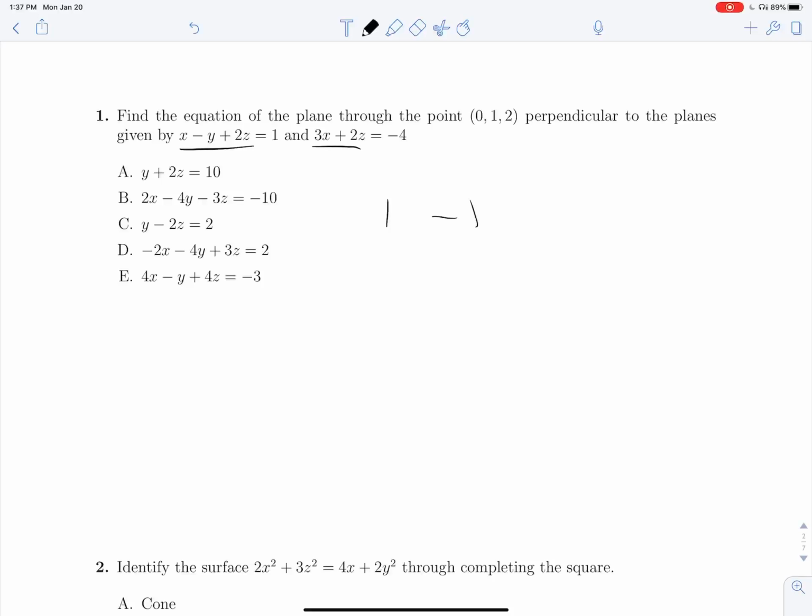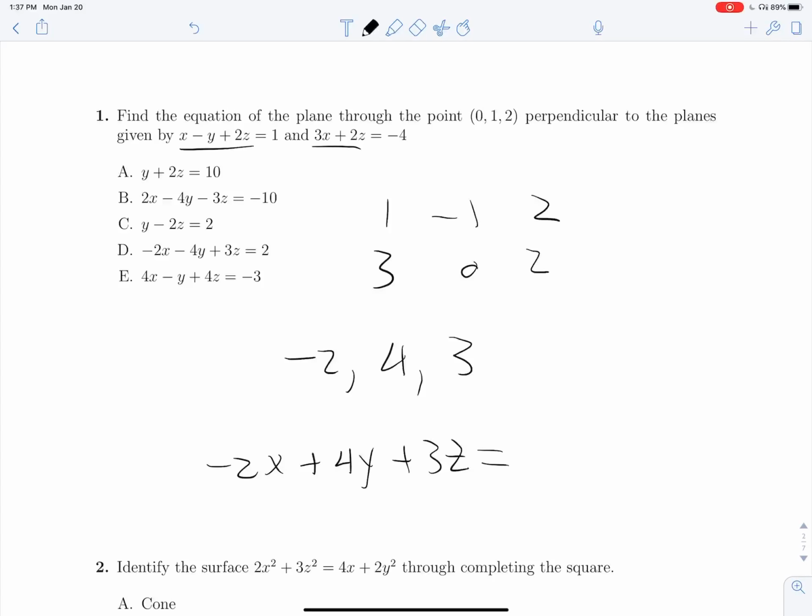So we have 1, -1, 2, and 3, 0, 2. And crossing these, we will get -2, 4, 3. And we can set this up as a plane equation, -2x plus 4y plus 3z equals something. And we can see what it equals by plugging in a point that we know is on the plane. 0, 1, 2, that will give us 10. And we see that if we multiply everything in here by -1, or flip the side that each one of these components is on, we get answer choice B, which is correct.